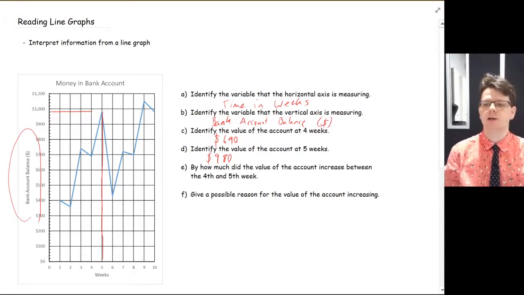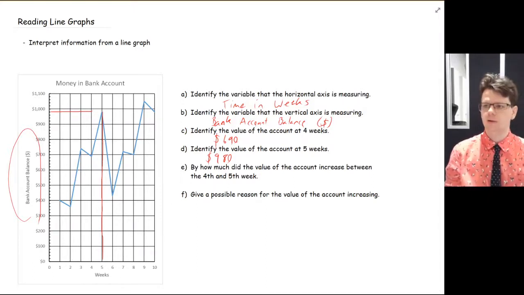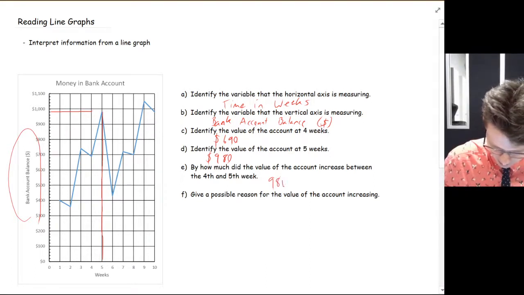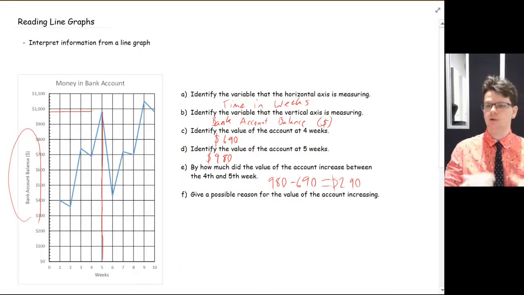So the next question asks, by how much did the value of the account increase between the 4th and the 5th week? Well, how much did it go up by? Well, that's just the difference between the two. So 980 minus 690. That's going to leave me with $290 going up by.